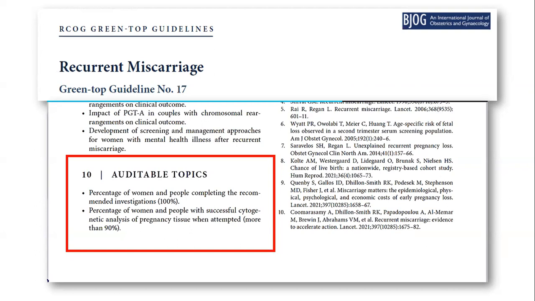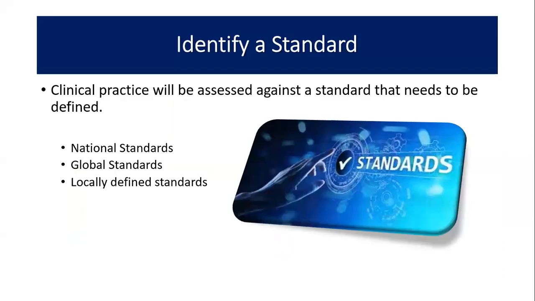So for example, on the recurrent miscarriage guideline, you look at an auditable topic of percentage of women and people completing the recommended investigations. So the guideline has a set of investigations, and everybody coming to your recurrent miscarriage service should complete all those investigations. So your standard is 100%. Are all your patients completing all those investigations? Why are they not completing the investigations? Is there a knowledge gap? Do you have to create a guideline? Do you have to update your guideline? These are all things that you need audits for to help you with.